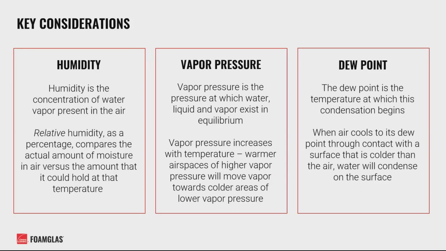Vapor pressure increases with air temperature, and because of this, warmer airspaces of high vapor pressure will move vapor towards colder areas of lower vapor pressure. And finally, the dew point is the temperature at which condensation will begin, and is a product of both temperature and relative humidity. When air cools to its dew point through contact with a surface that is colder than the air, water will condense onto that surface.